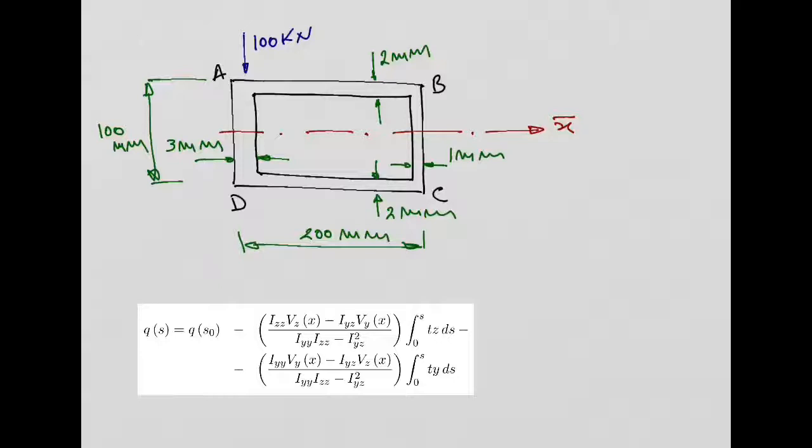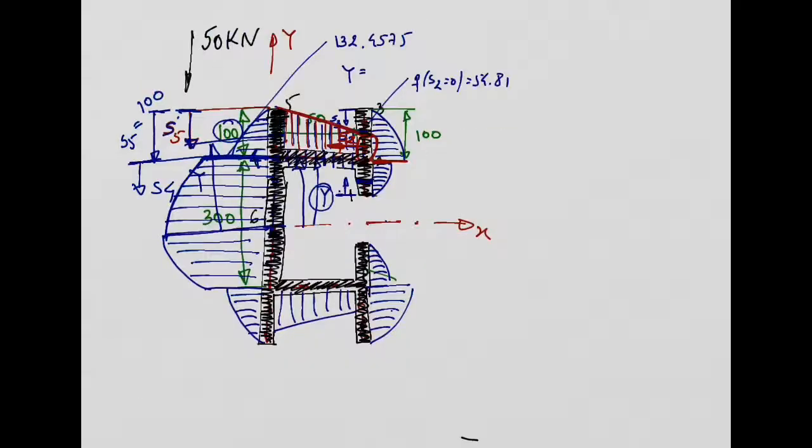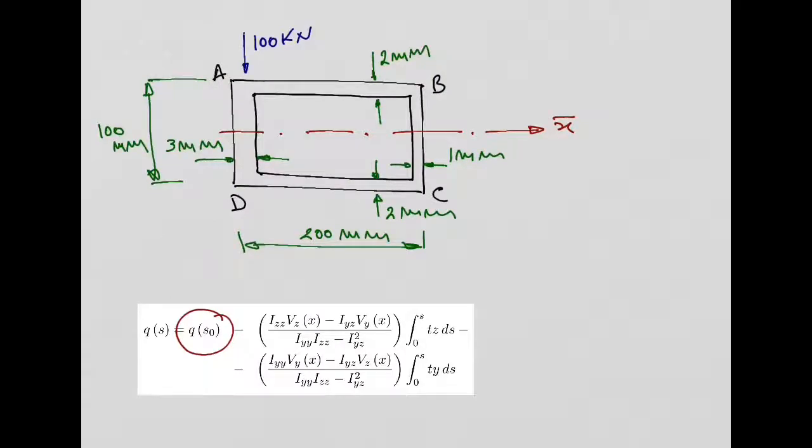Okay, so for this closed cross section, we are going to use the same equation for the transverse shear flow. We have used it before. The problem here is going to be the initial shear flow. For the previous example, the open cross section, the initial shear flow was very easy because we always started at the free edge. We know the initial shear flow at the free edge is equal to 0, so the problem is solved. Now, for this closed cross section, we don't have any free edges.